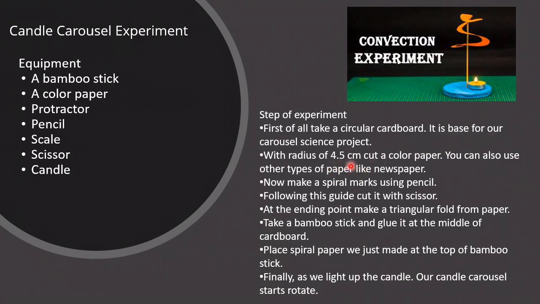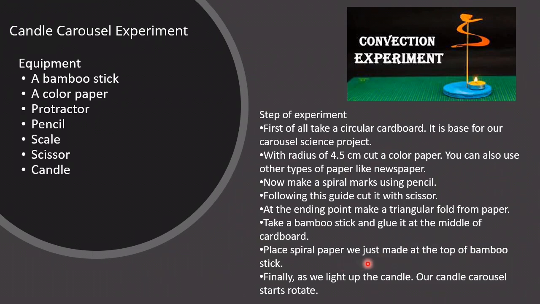With a radius of 4 cm, cut the color paper. You can use other types of paper you like. Now make a spiral mark on the paper and follow this guide to cut with the scissors. At the end of the point, make a triangular fold from the paper. Take a bamboo stick and glue it in the middle of the cardboard.